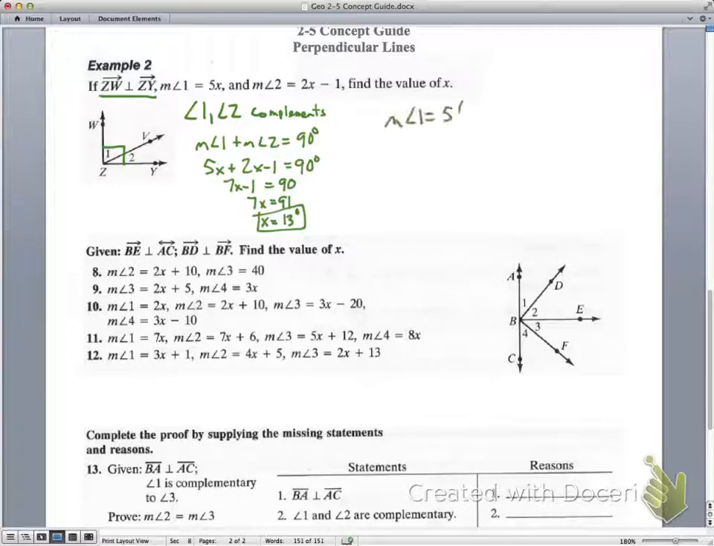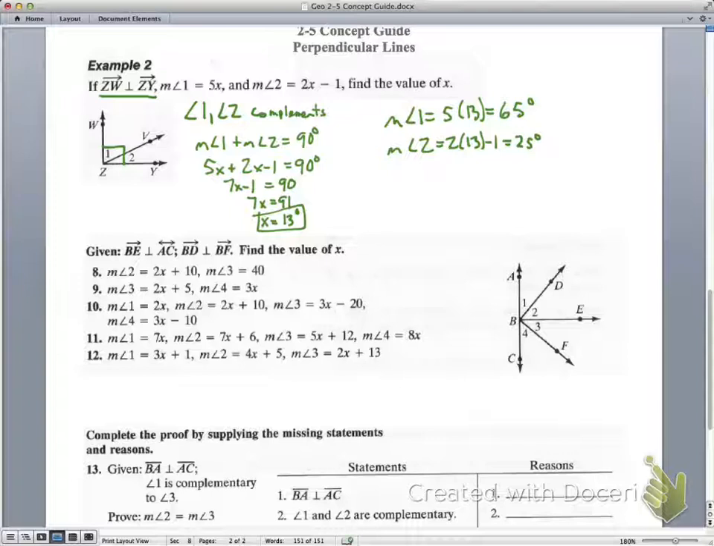Be prepared to answer this question. What would the measure of angle 1 equal? 65 in this case. 5 times 13 is 65. What's the measure of angle 2 equal? In this case, it's 25. 65 plus 25 is 90. Oh, just seeing if you're paying attention.